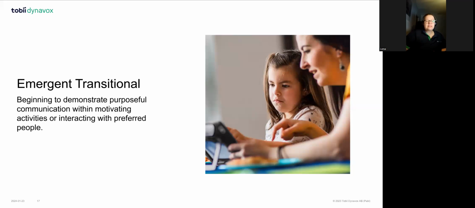They might develop very emergent literacy skills. They're maybe interested in books, looking at them. And they probably show some interest in social interaction, especially in specific situations or with the people they like a lot. So they start to transition from being emergent.